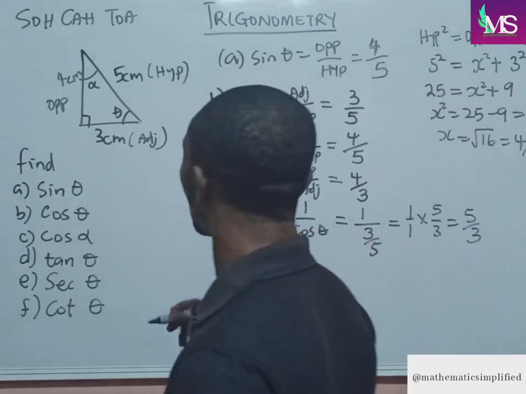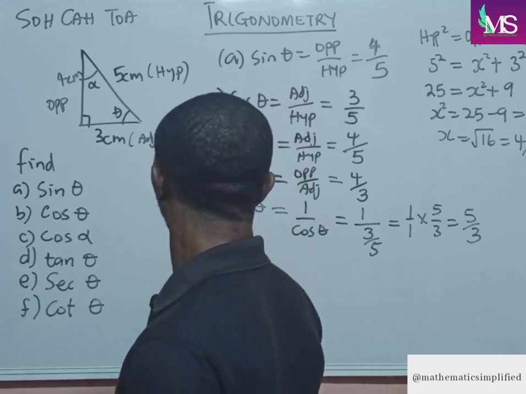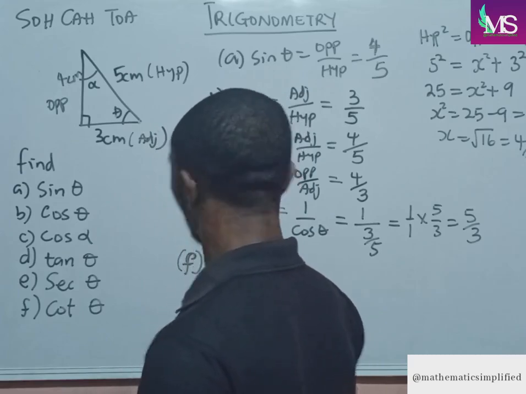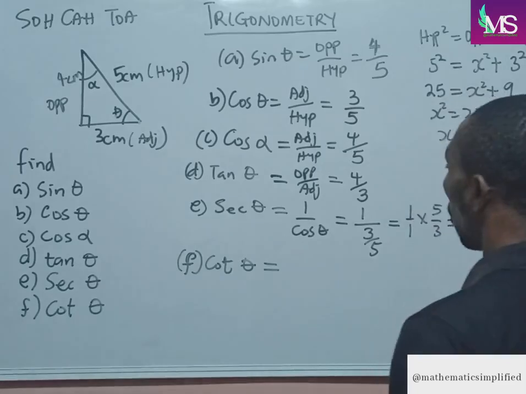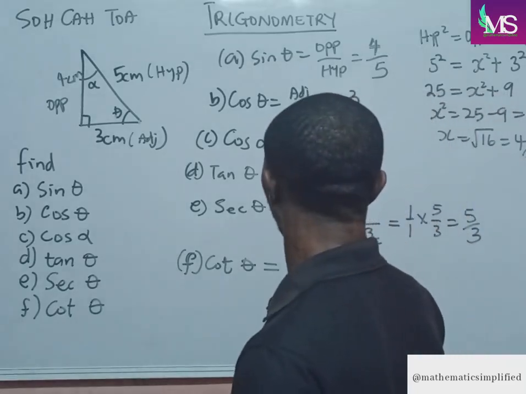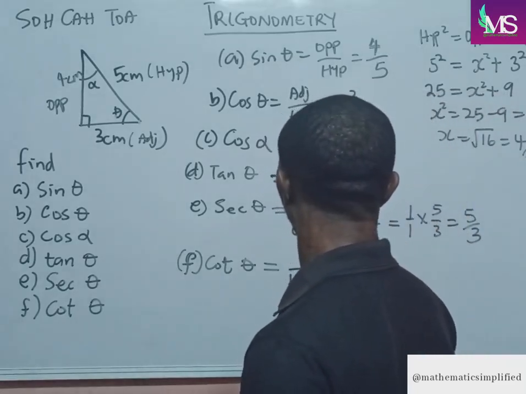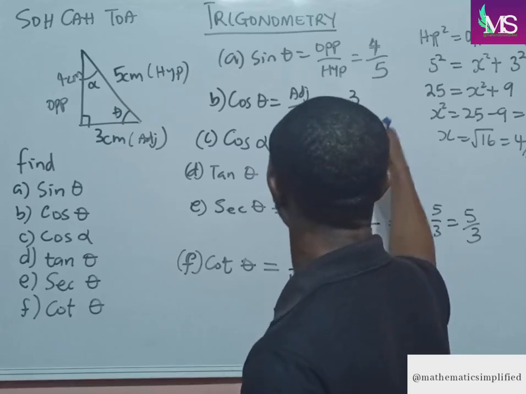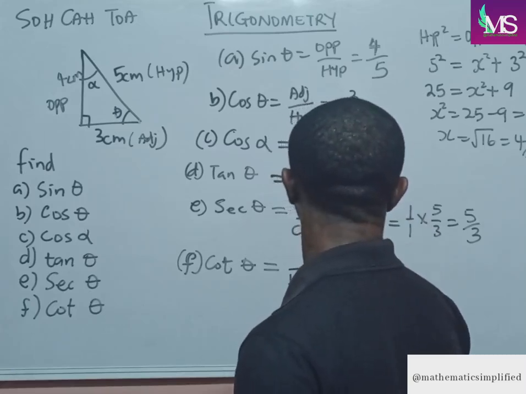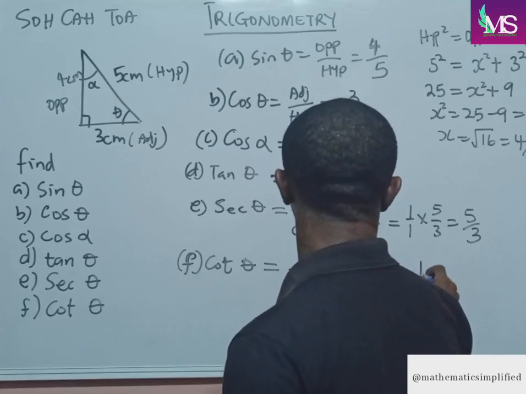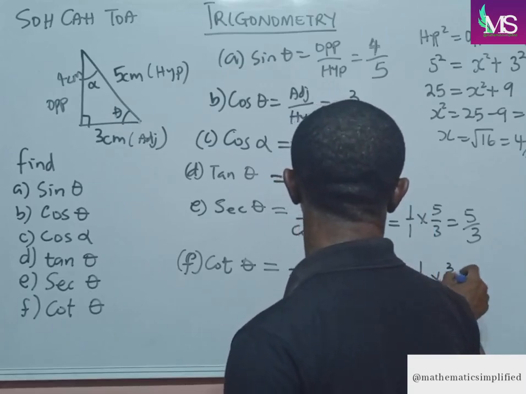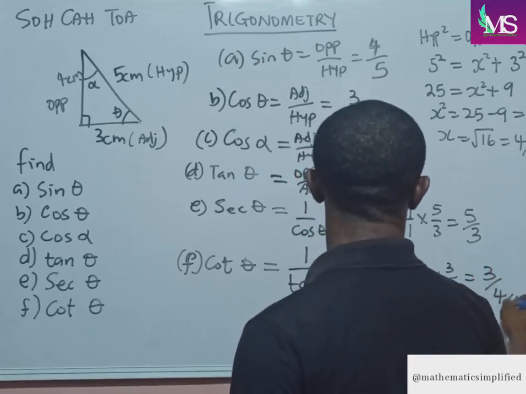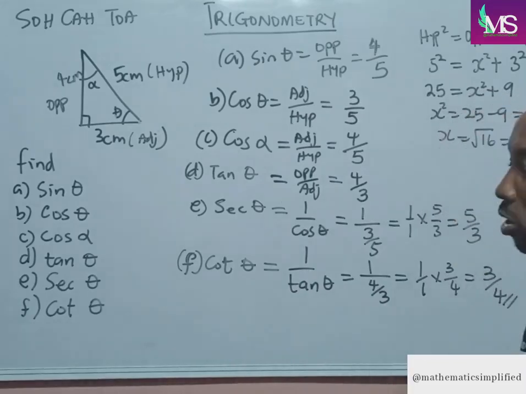Now the next one is cot theta. Now cot theta we know is 1 over tan theta. And 1 over tan theta we found out to be 4 over 3, so it will give us 1 over 1 times 3 over 4, which will give us the answer 3 over 4 as cot theta.